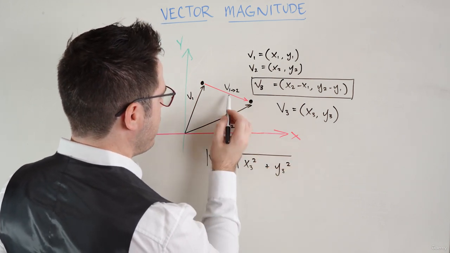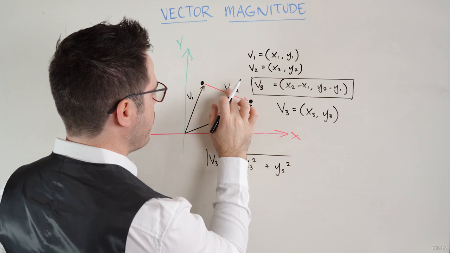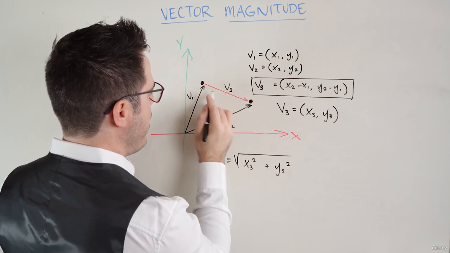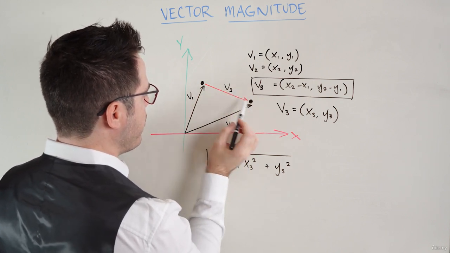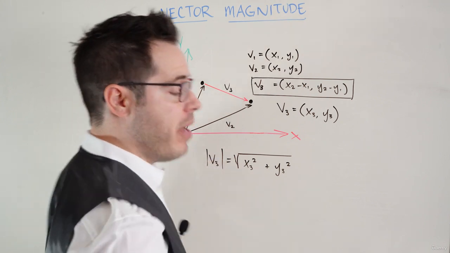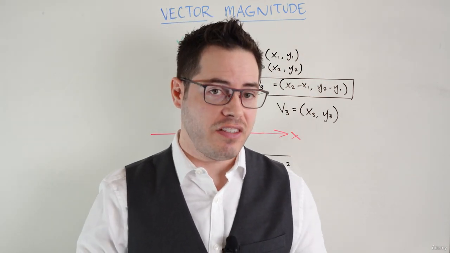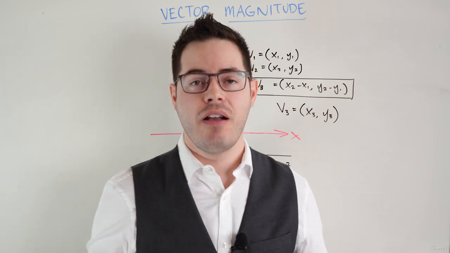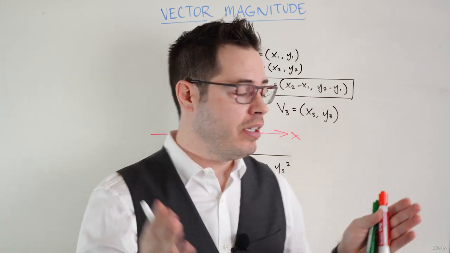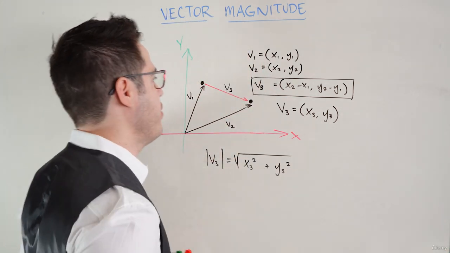This gives us the magnitude of v sub 3, which is the vector from 1 to 2, and that magnitude is the distance from v1 to v2. So a vector's magnitude is really a distance formula. We can always find the distance from point 1 to point 2 by taking the vector from 1 to 2 and calculating its magnitude.